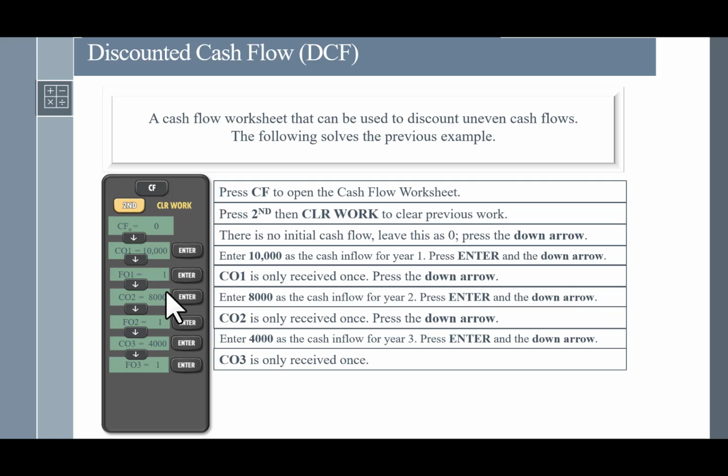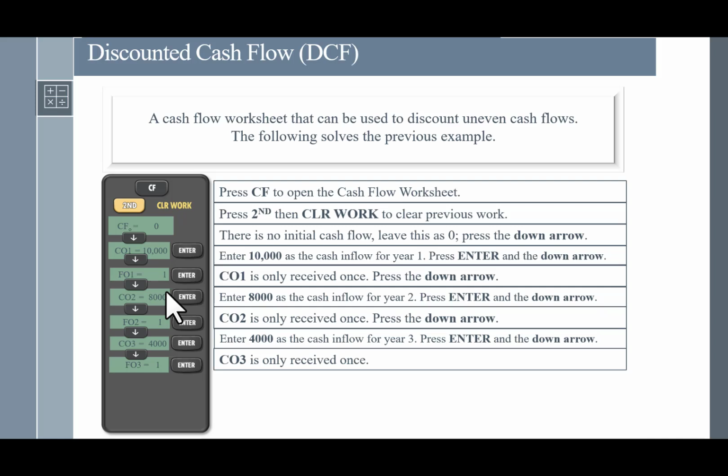So if you need more, you keep pressing the down arrow, enter the new cash flow and the frequency for it. You will see also that it is very important to follow the procedure. Let's say, for example, if in the second year there was no inflow. So the first year you receive 10,000 and the third year you receive 4,000. In this case, I cannot enter the first cash flow as 10,000 and the second as 4,000, because there is a gap of a year between them.